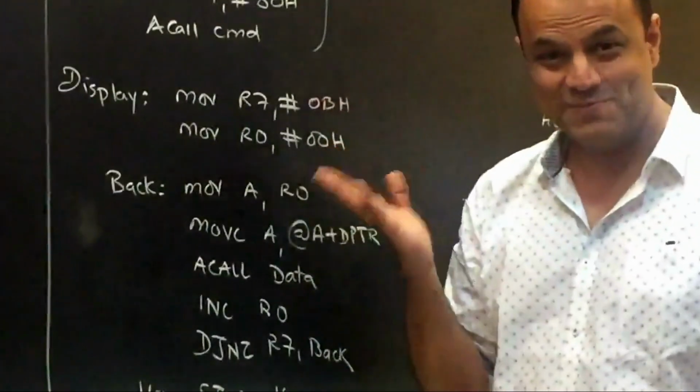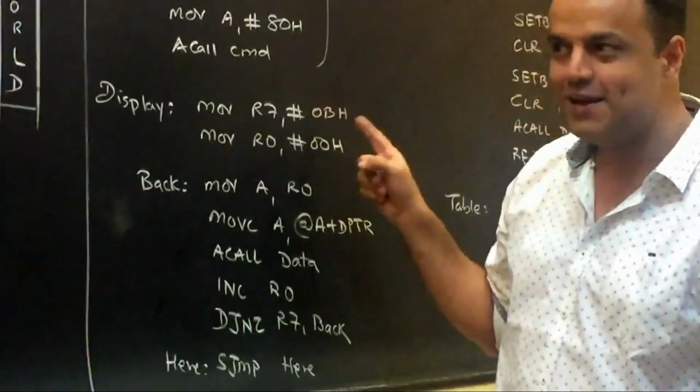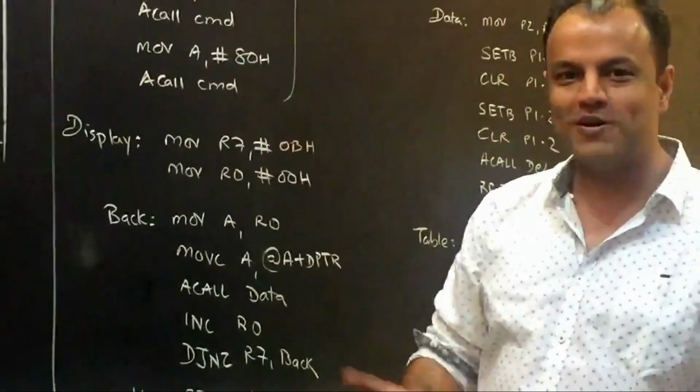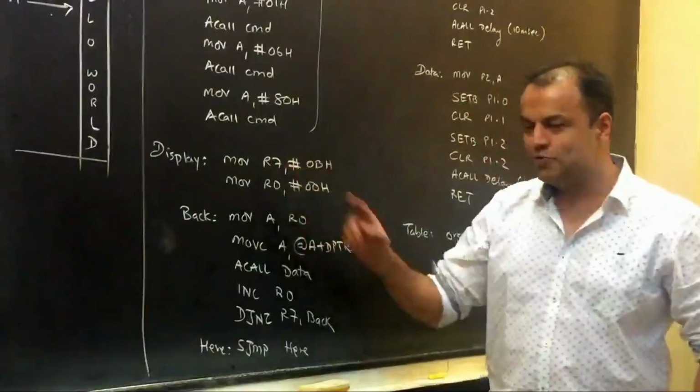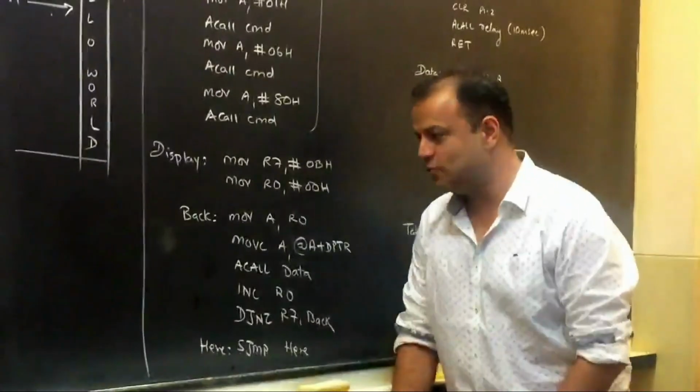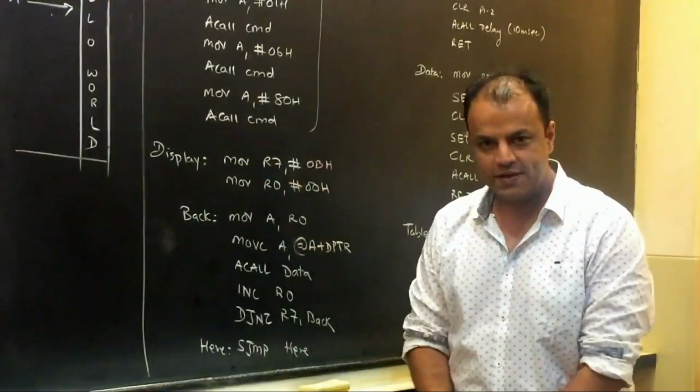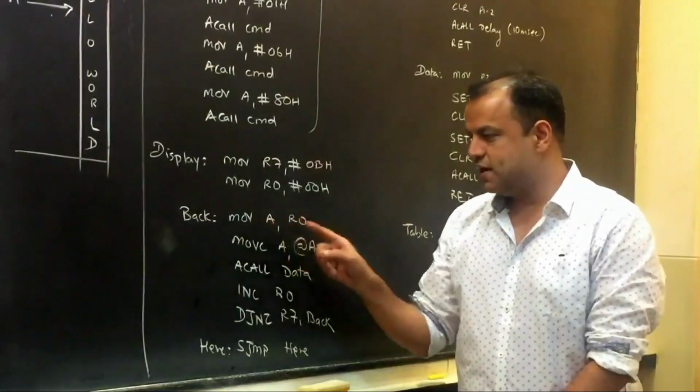You understand how simple this is? This is the only thing that will change on the whole board. No matter what is the question, this is your answer. Move R7 comma hash 0B, that's your count. Your first index is 0, so you take it in R0. Move A comma R0, so A becomes 0.